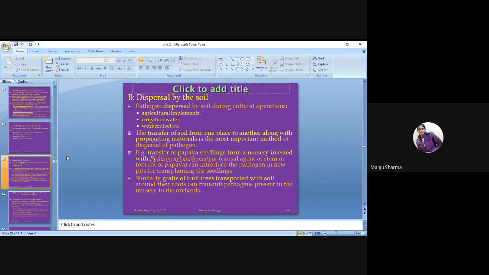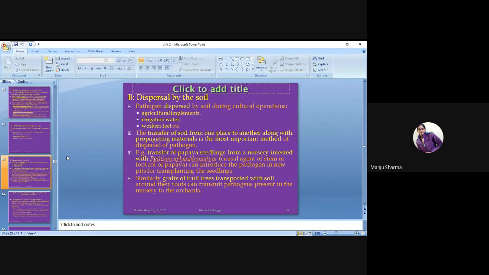The transfer of soil from one place to another, along with propagating material, is the most important method of dispersal of pathogen. So by this, the transfer of the soil from one place to another is the most important method of dispersal of pathogen.